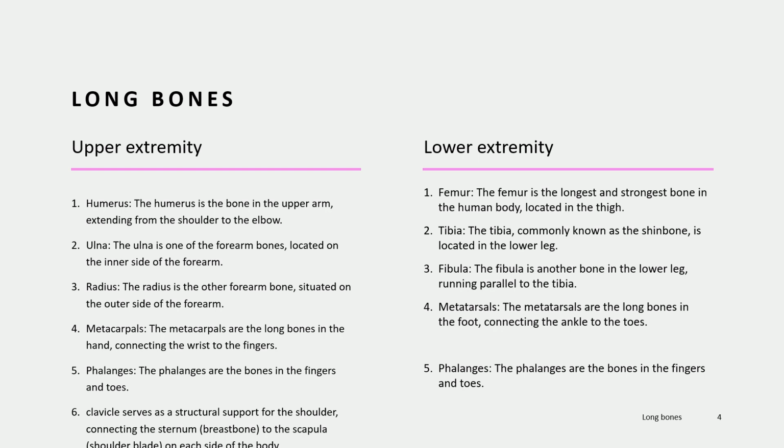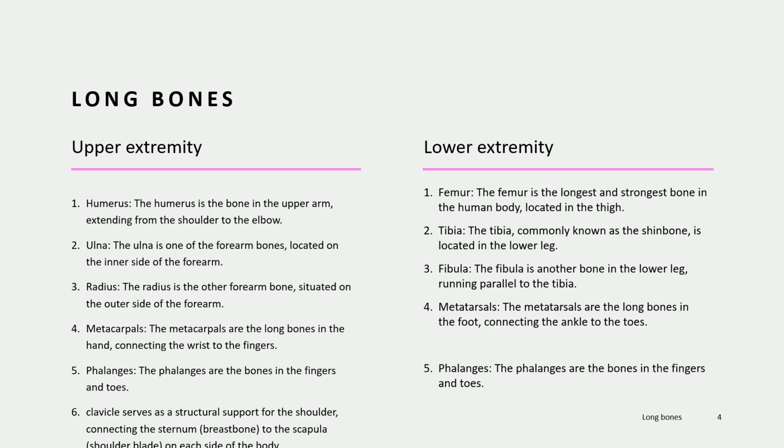We then have our metacarpals. Metacarpals are long bones in the hand and they connect the wrist to the fingers. We have the phalanges and they're the bones in the fingers. Then we have the clavicle. The clavicle connects the sternum, which is the breastbone, to the shoulder blade, which is also known as the scapula.